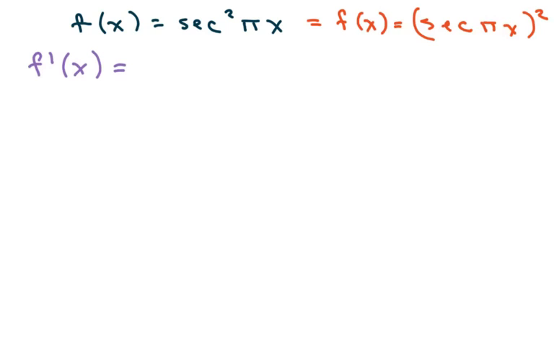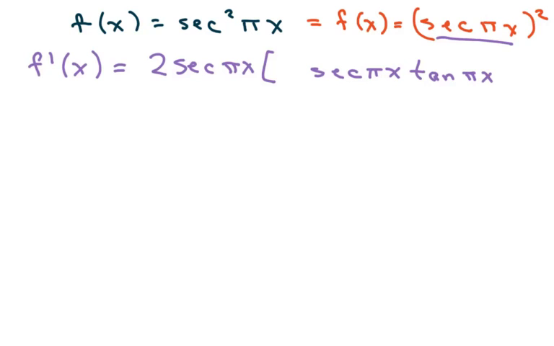So this is going to be 2 times my inner function, which is secant of pi x, and then you have to take the derivative of your inner function, and the derivative of secant is secant times tan. So that's going to be secant pi x times tan of pi x times x. And then you have to take the derivative of this portion. And the derivative of that is just pi, and I'm going to put it out front.